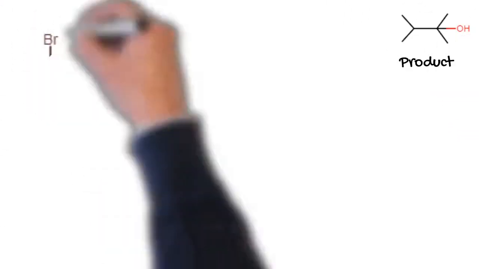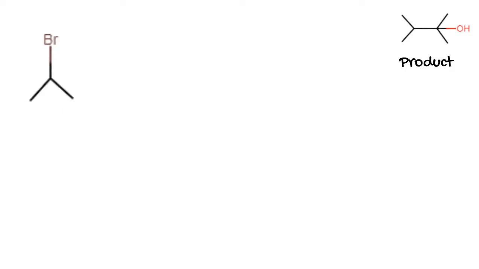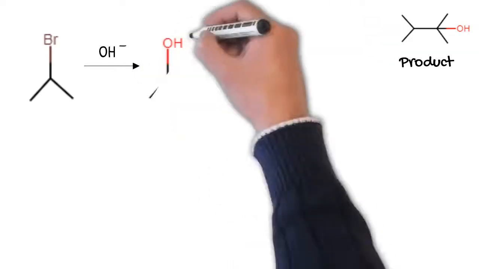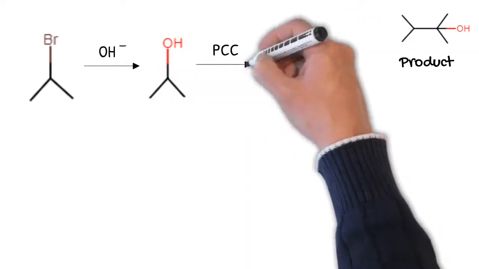So let's start the synthesis. We know that our product's going to need to have an oxygen, so we can reasonably assume that's the path the reaction takes to create a new carbon-carbon bond. In order to do that, we need a carbonyl, not an alcohol. So let's treat this initial reactant with hydroxide and then PCC to create the carbonyl.